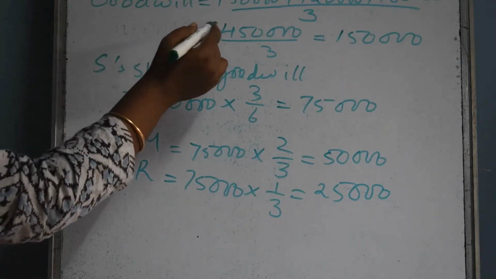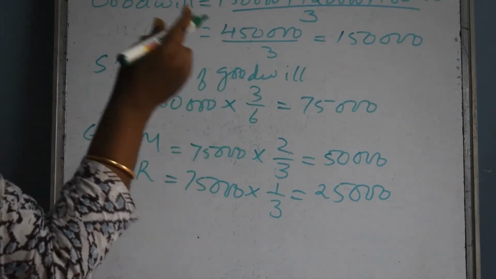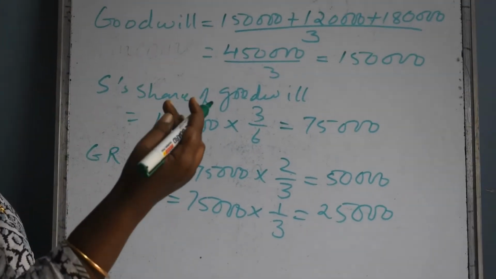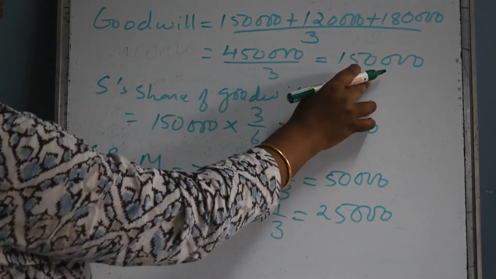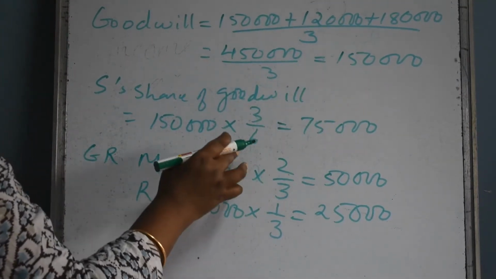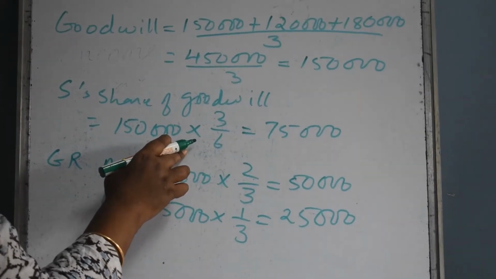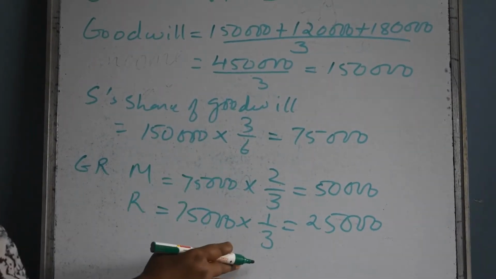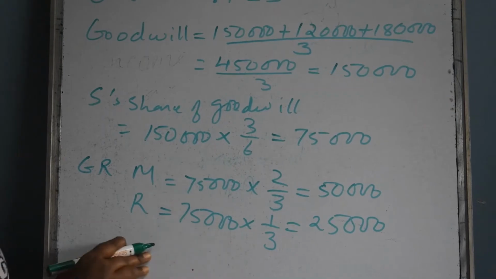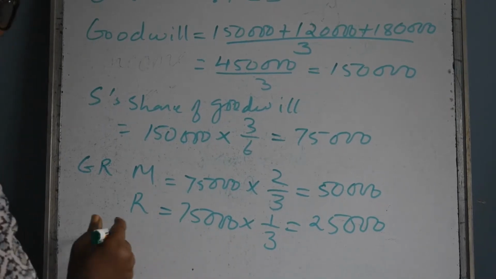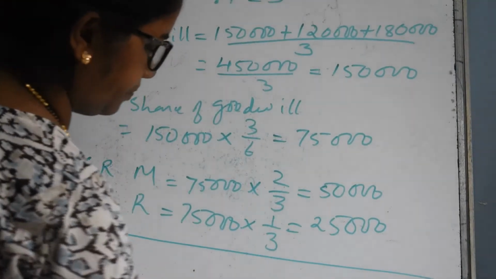Goodwill: average profit is given. It is not told 2 years of purchase or 3 years of purchase. So goodwill at average profit is 1,50,000. From that you take out the retiring partner's share. That you distribute among the continuing partners in the gain ratio. Now we will see the last adjustment.